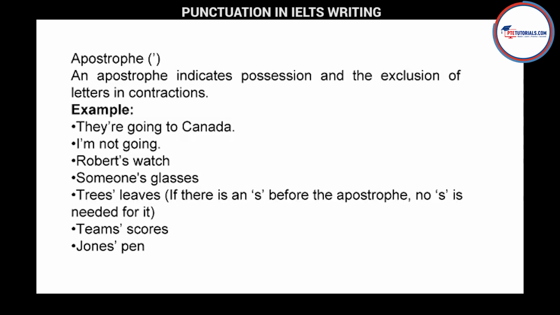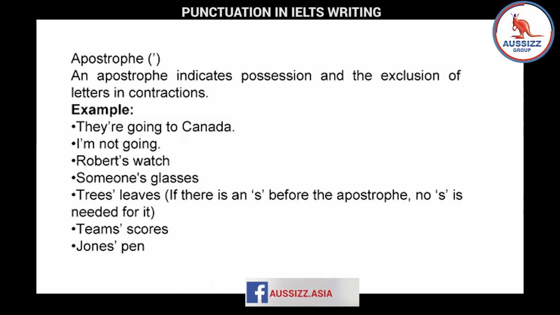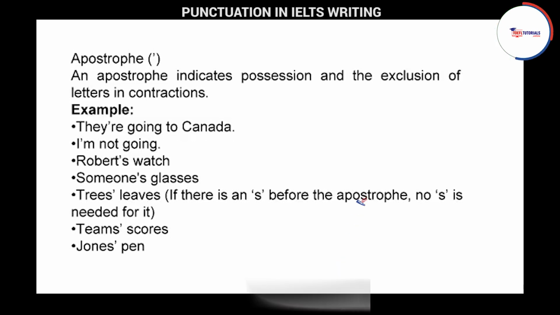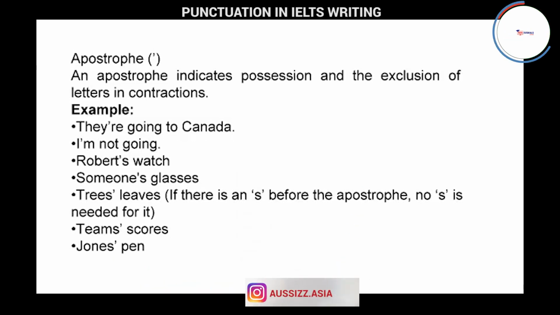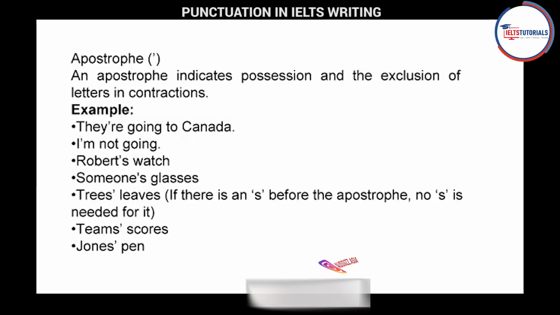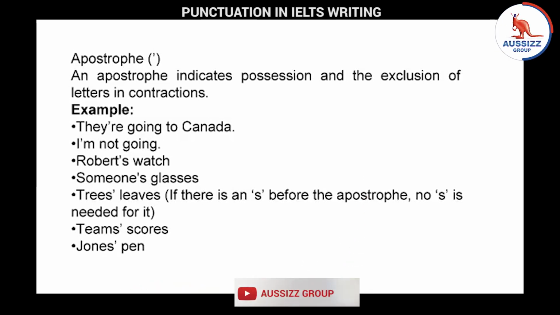The next, they are going to Canada. So rather than writing complete ARE, you can say, they're going to Canada. The pronunciation must be like this: they're going to Canada. Okay, I'm not going. I'm. It's not I am, it's I'm. I'm not going.